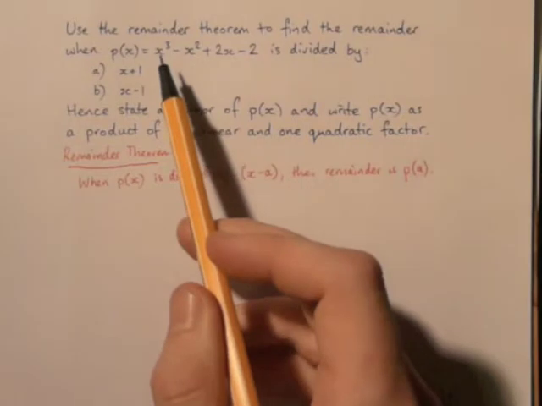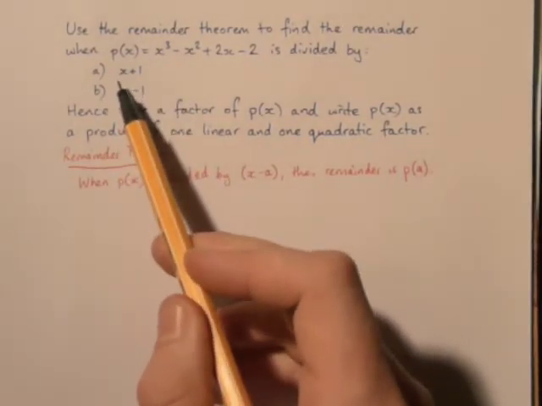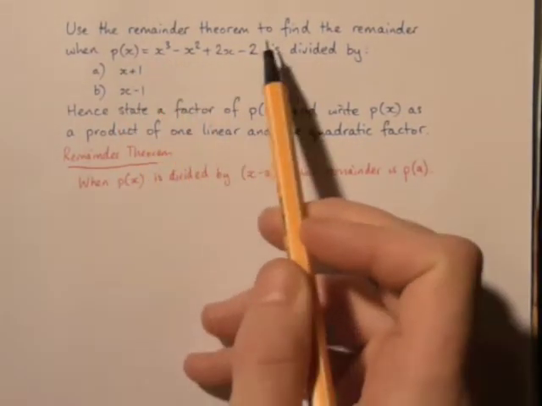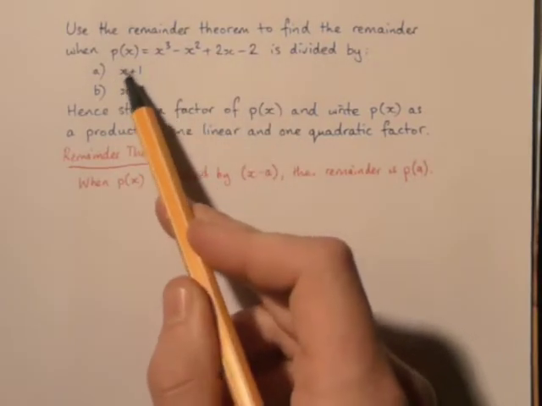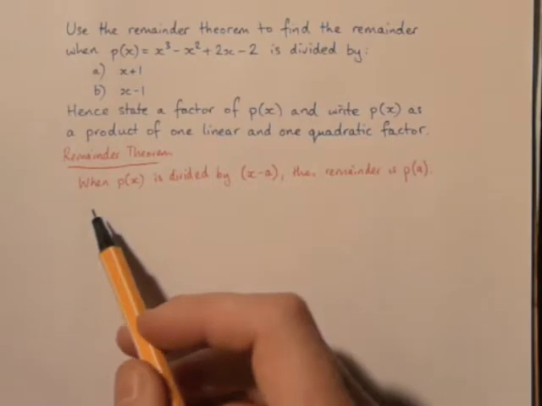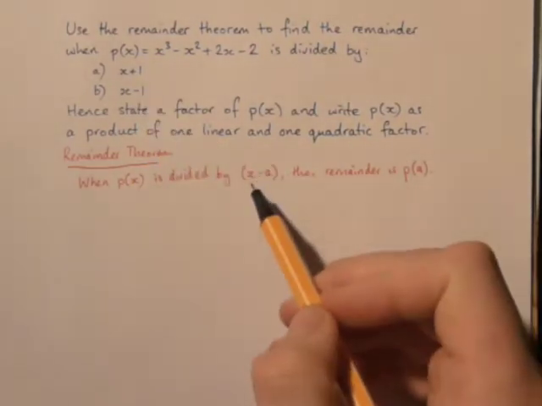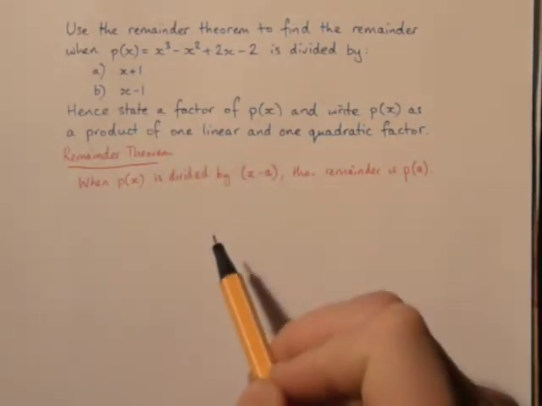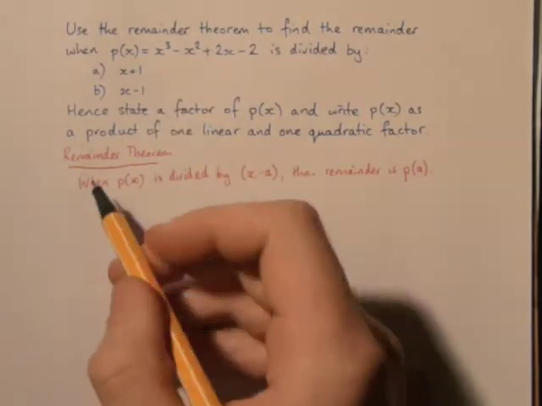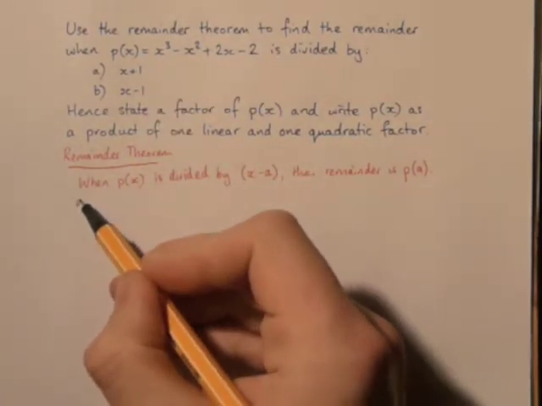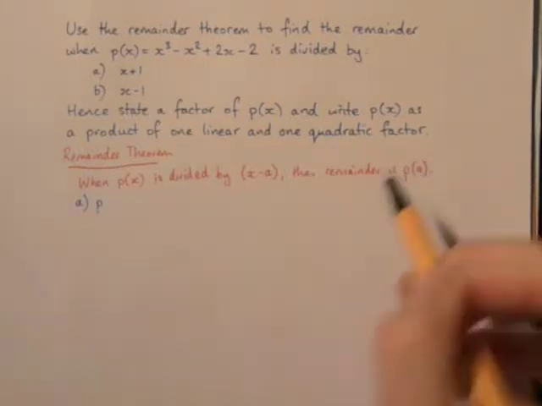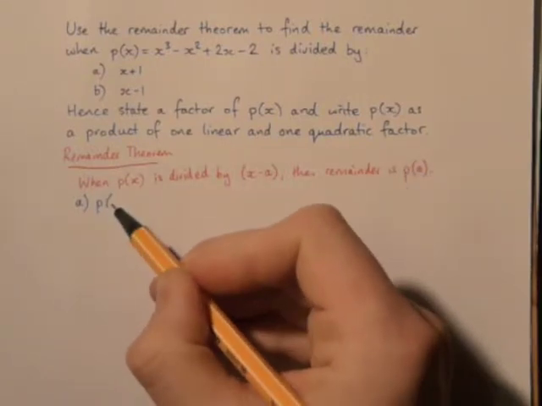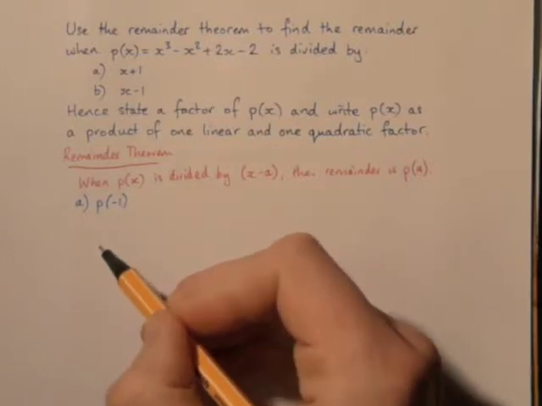So it says use the remainder theorem to find the remainder when this polynomial that we've been given, this specific example, is divided by, in the first case, x plus 1. So if x plus 1 was thought of as x minus a, a would be minus 1. So we need to find p of minus 1.